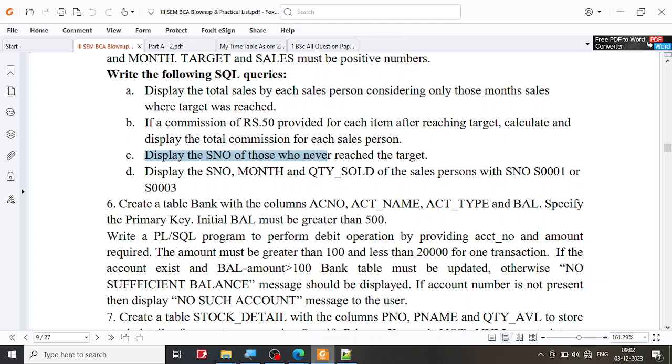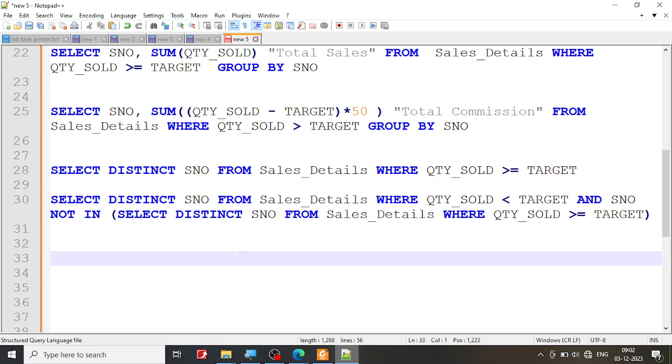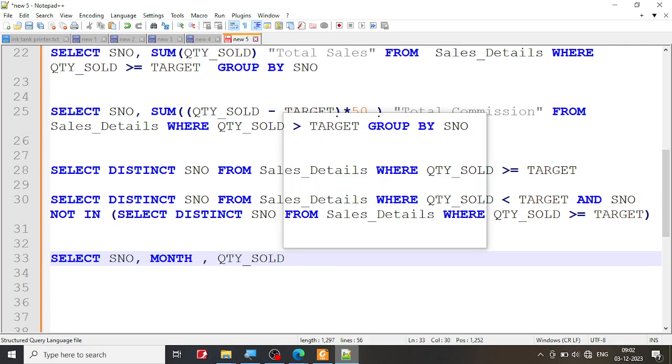And what is the next query? Display the serial number, month, and quantity sold. I'm going to just copy this one. So these three are definitely required. Control C, and I'm going to just make the select statement. So select the month. Let me put comma serial number from my table. Definitely, I have only one table there.